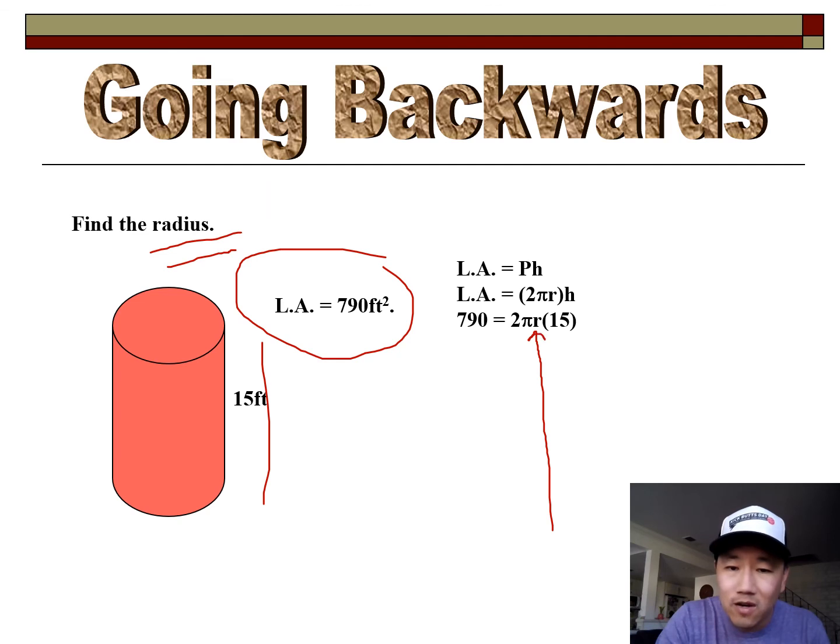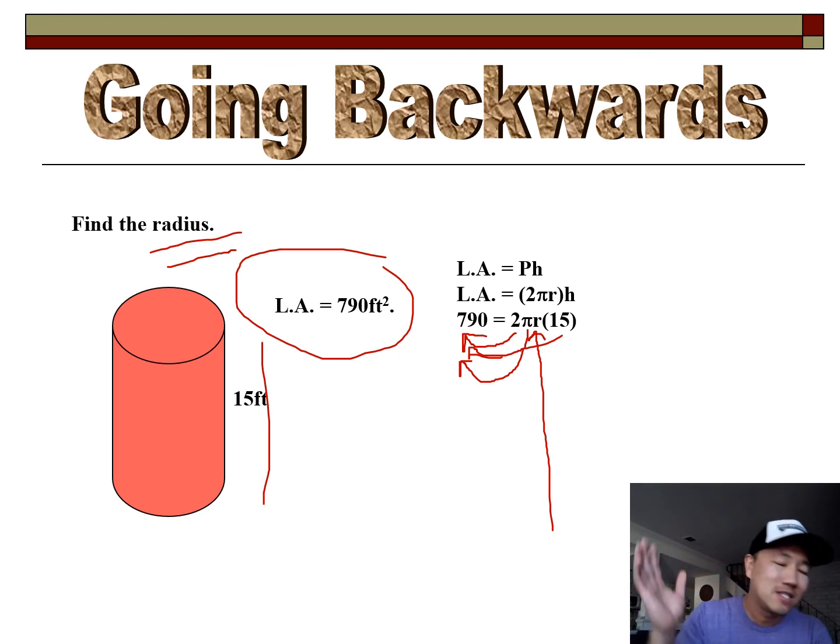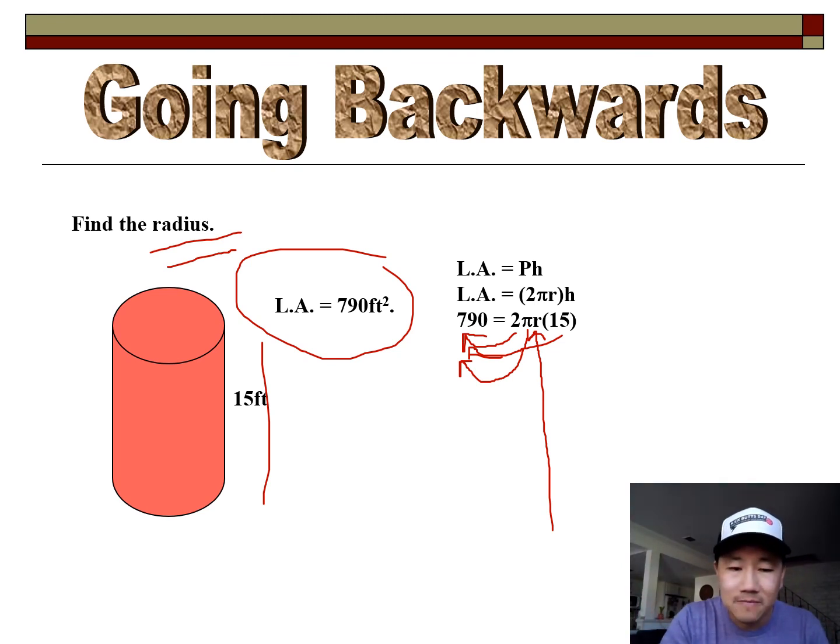To solve for R, you can go ahead and divide the 2 to the other side, divide the 15 to the other side, and also divide the pi to the other side. So basically, divide everything to the other side. And that would actually give us R, about 8.3822 feet.